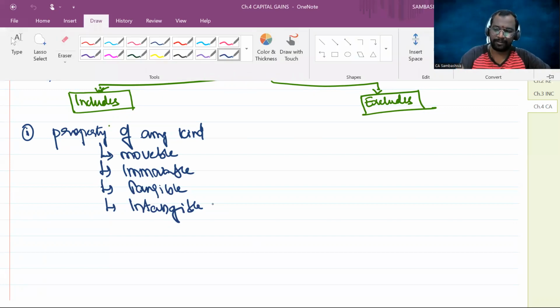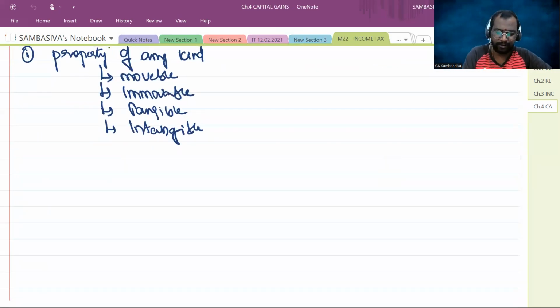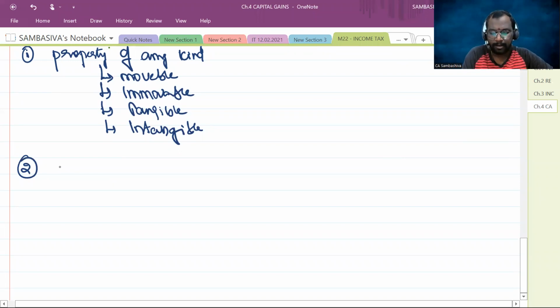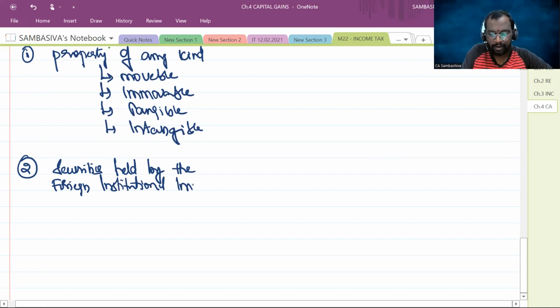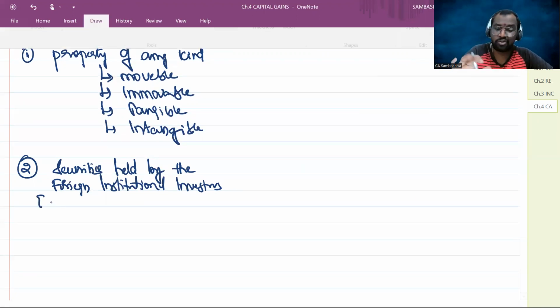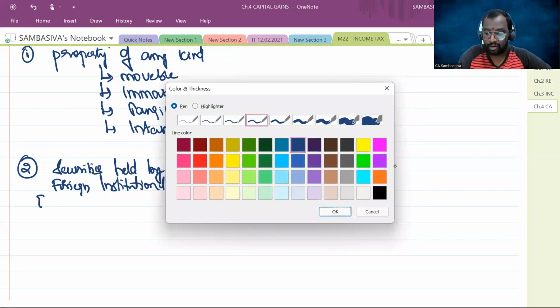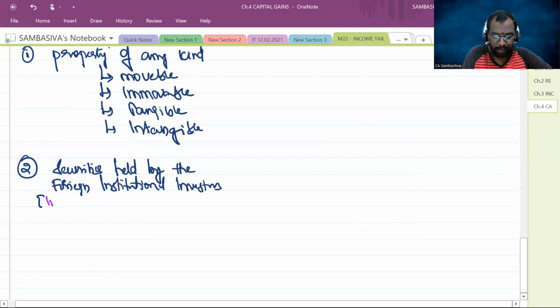Second point, you can see here. Securities held by the FIIs, foreign institutional investors. Securities held by the FIIs, even if the securities are held as stock in trade. The important point here, you have to note it down.